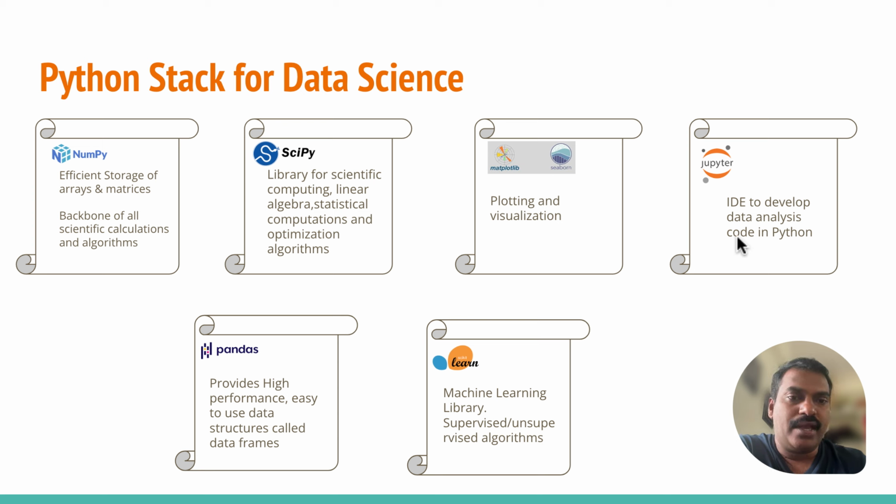Jupyter is a notebook, an IDE where you can develop the data analysis code in Python. And you have the pandas library, which provides high performance, easy to use data structures called data frames. If you want to build data frames, then the pandas library is going to help. And scikit-learn, if you want to build supervised and unsupervised algorithms, then scikit-learn is used. These are the pretty widely used libraries in Python that help to build data science solutions.